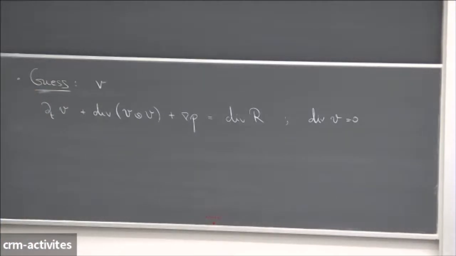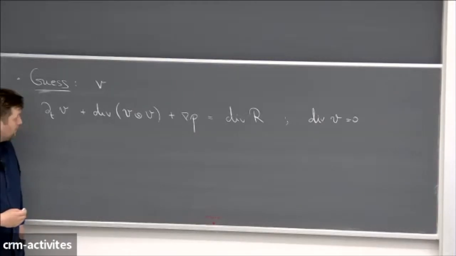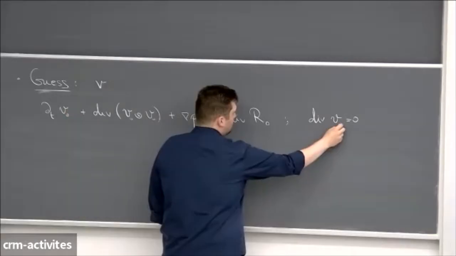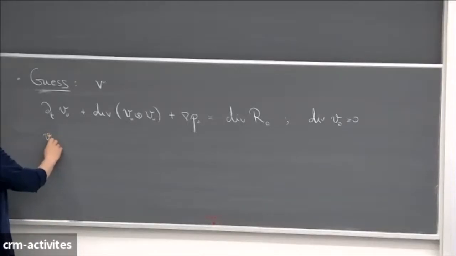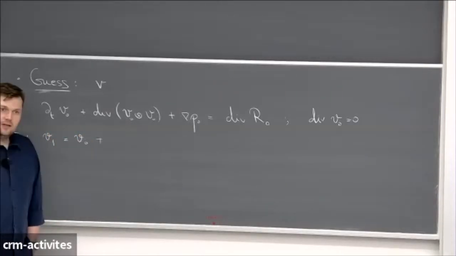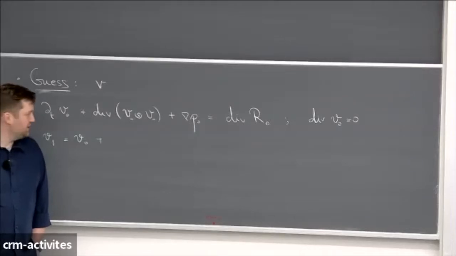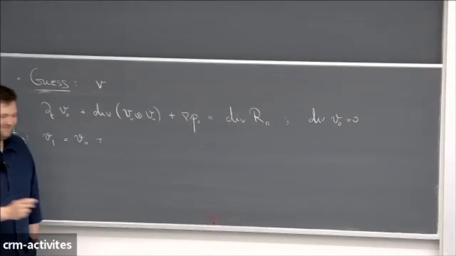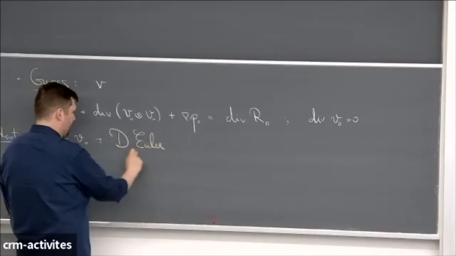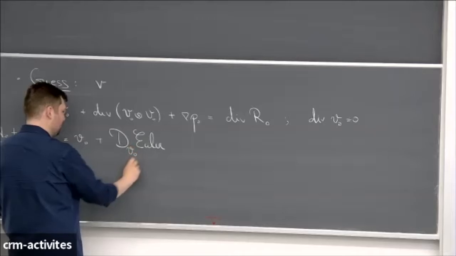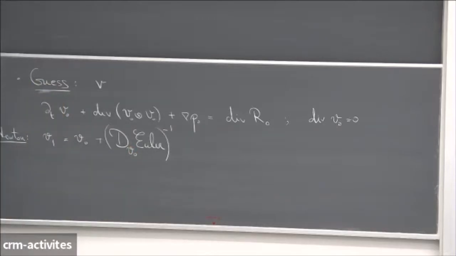Okay, so now what would Newton iteration say? Let's say this is maybe V0. Newton iteration would say that you should construct the next iterate such that V1 is V0 minus the functional derivative of the Euler equation evaluated at V0, inverse. So let's write D of Euler evaluated at V0 applied to Euler evaluated at V0.